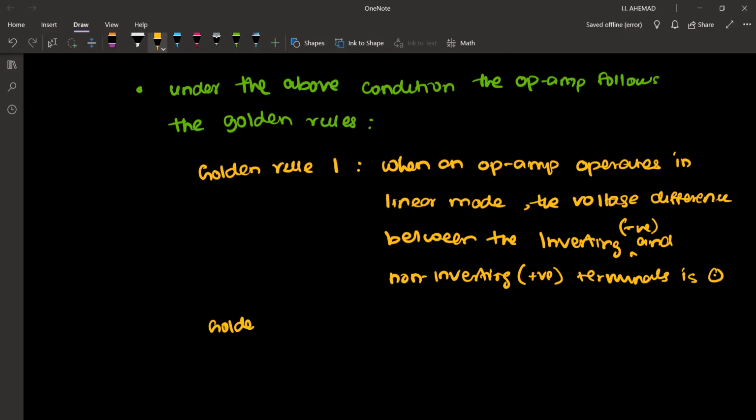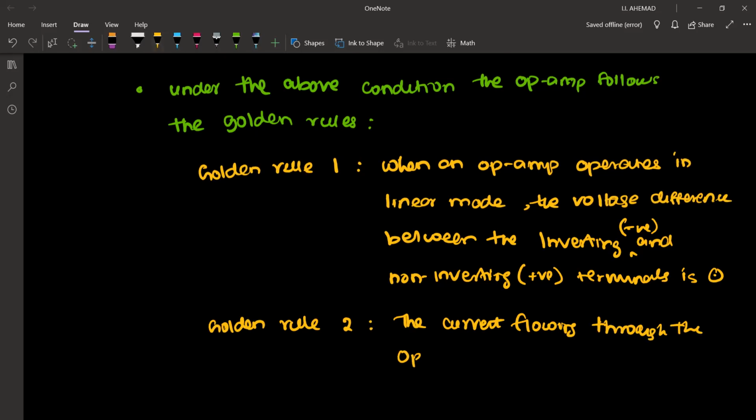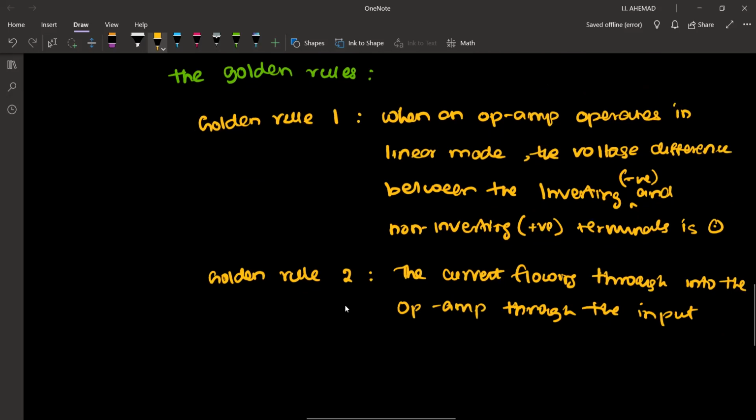Golden rule 2. The current flowing into the op amp through the input terminals is zero.